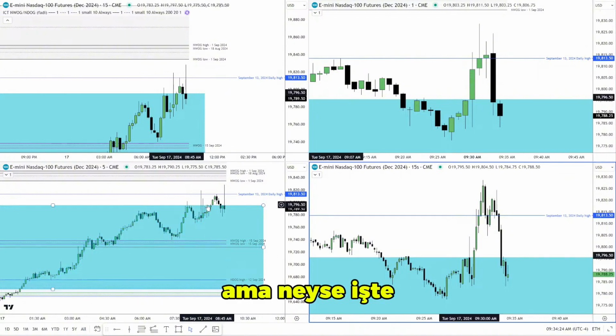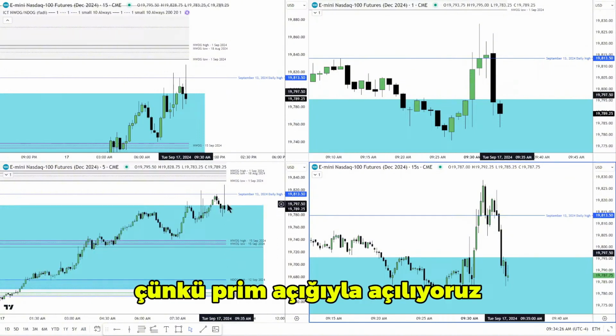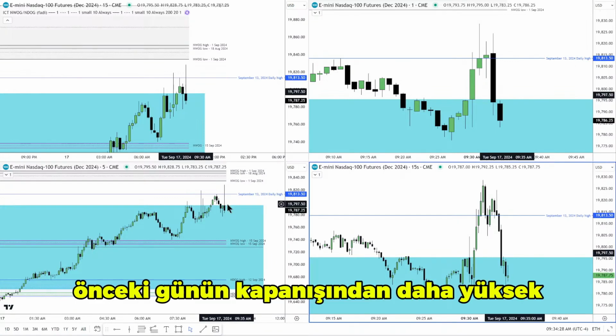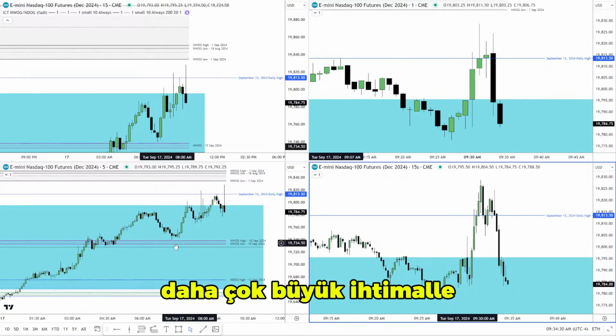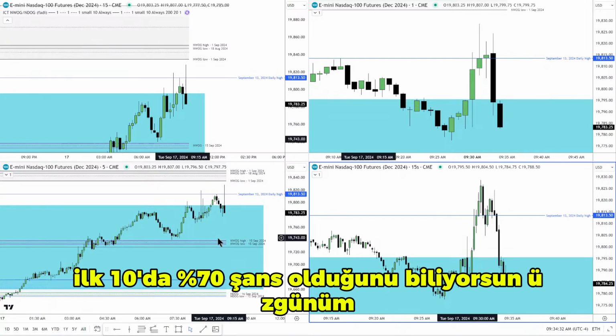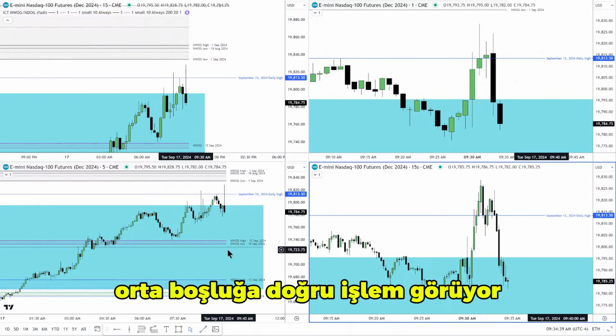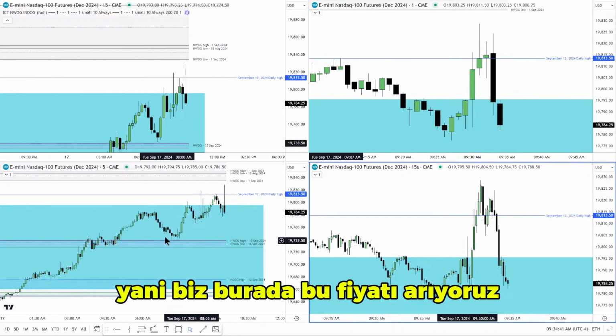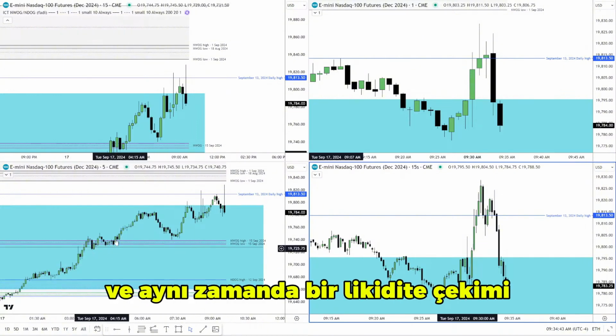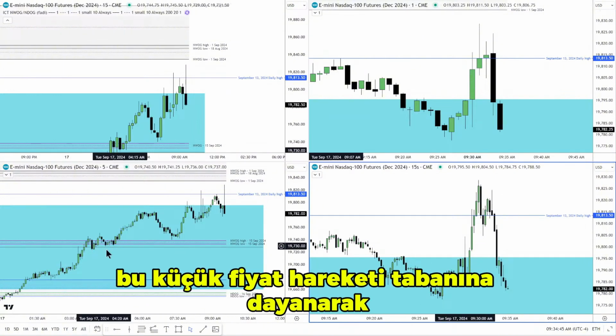But anyway, because we opened up with a premium gap, an opening range gap higher than previous day's settlement, it's most likely a 70% chance that in the first 30 minutes, by 10 o'clock, it trades to mid gap. So we're looking for this price down here. And it's also pool liquidity resting on this little base of price action.